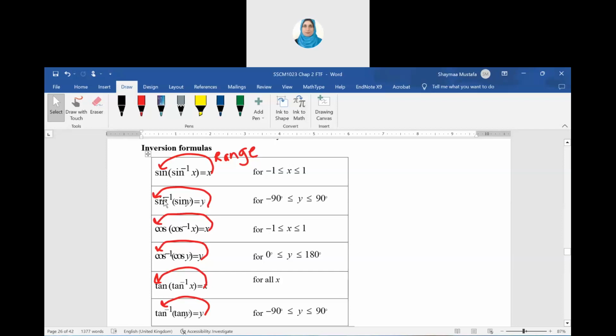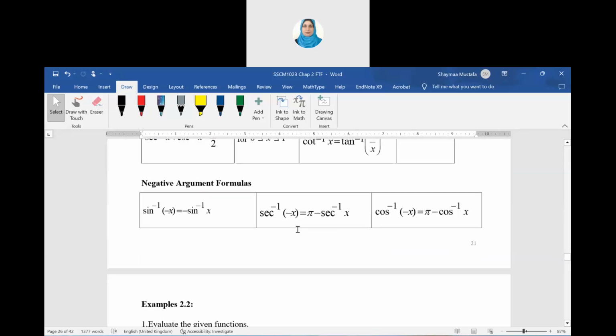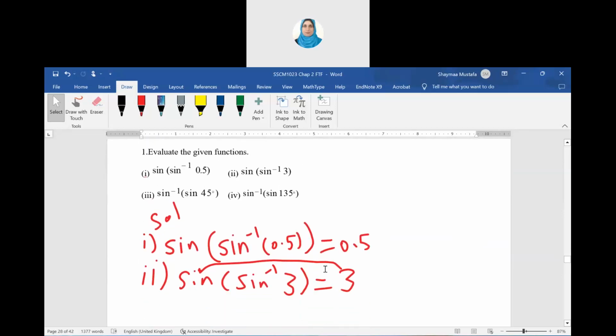You need to be sure that your result is within the range. So sine of sine inverse x equals x, you need to be sure that x is within the range of sine. Here 3 is not within the range of sine. The range of sine is between -1 and 1. So this one is not equal to 3. This one is undefined. This one is math error. This one is undefined.